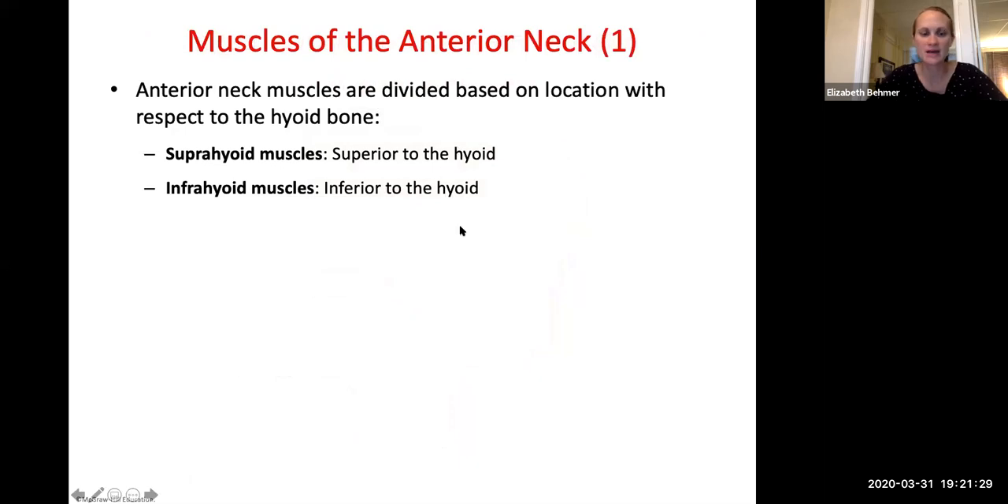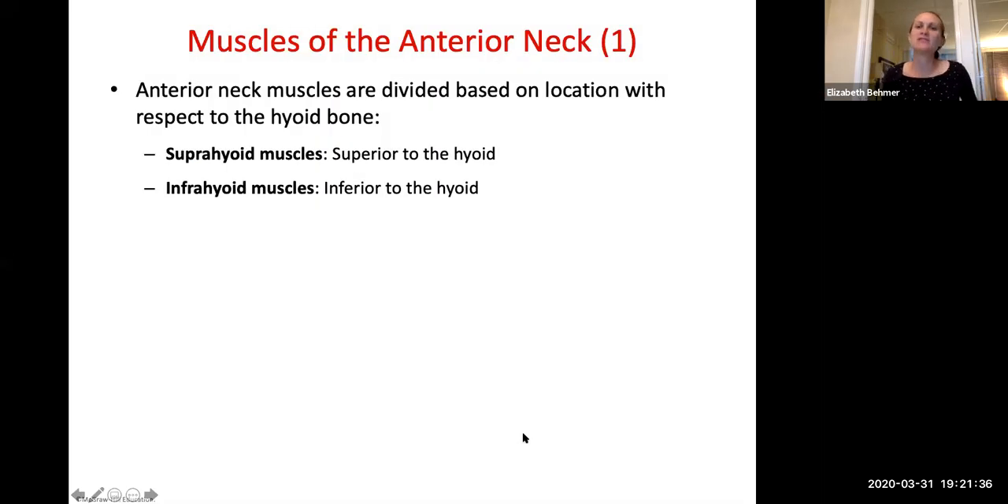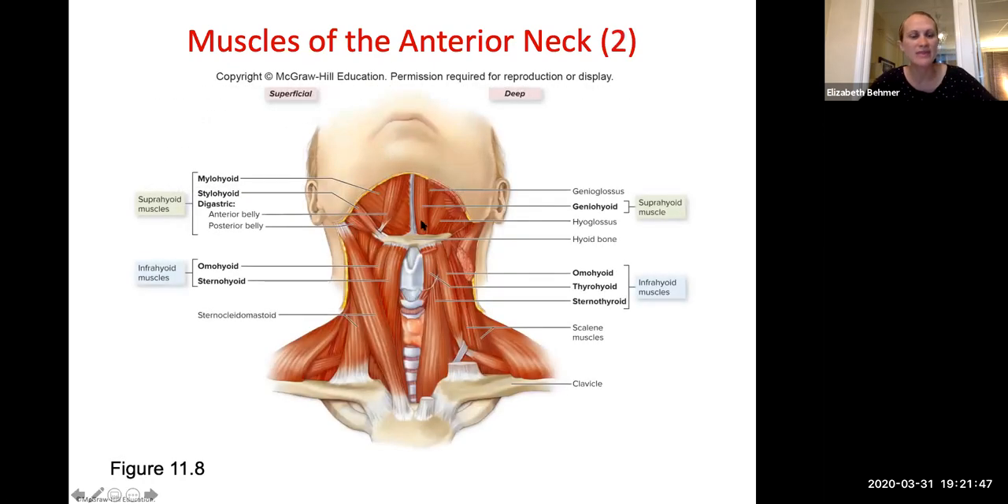Okay, muscles of the head and neck. The anterior neck, sorry. The anterior neck muscles are divided on their location with respect to your hyoid bone, so they're either superior to the hyoid or inferior to the hyoid. So suprahyoid muscles and infrahyoid muscles. There might be a couple of these muscles on your lab exam list. They'll all have hyoid in their names, so you'll know that they attach to your hyoid, and they'll be suprahyoid above the hyoid bone or infrahyoid below the hyoid bone.